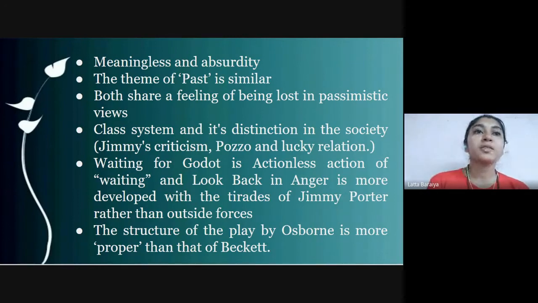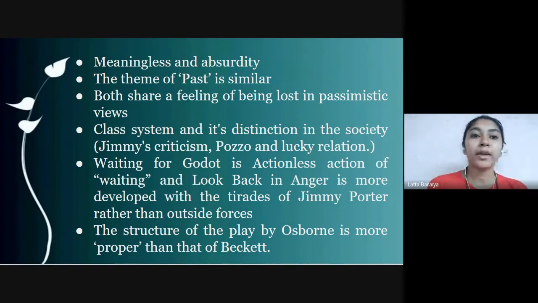if I can explain it through the example of Jimmy's criticism, then we can see that while reading the newspaper, Jimmy criticized upper class people, and he also criticized his wife, because she belongs to an upper class family. So he wants to break that rule of that system, but he can't do that. So Jimmy criticized the upper middle class person.